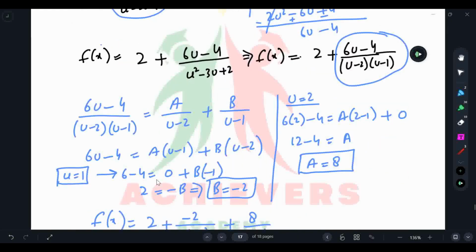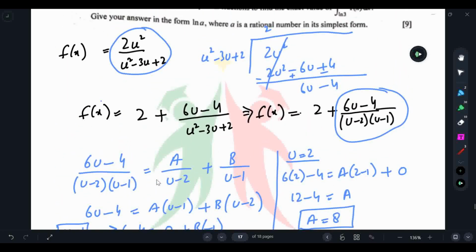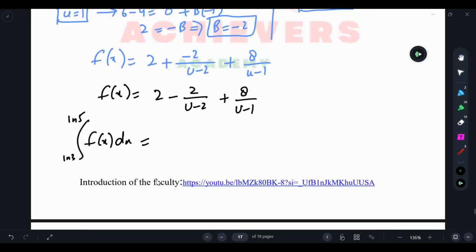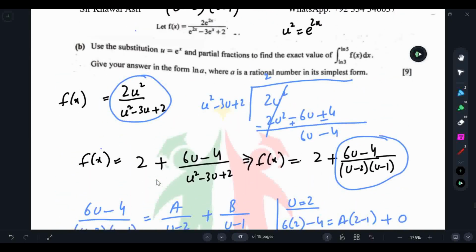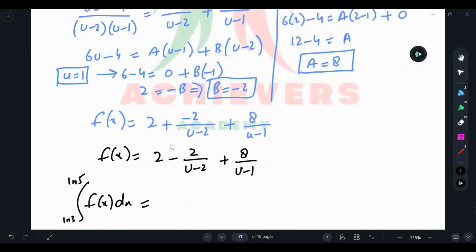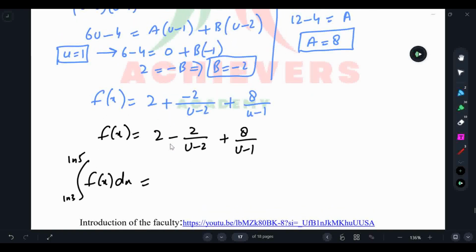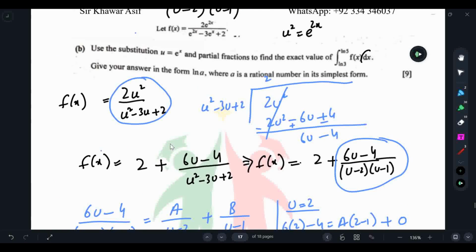So if we integrate f of x dx, we need to put the limits natural log of 3 to natural log of 5. If we integrate it directly, we will get... or we can directly substitute u over here. But the problem here is this dx. We need to convert this dx in terms of u.